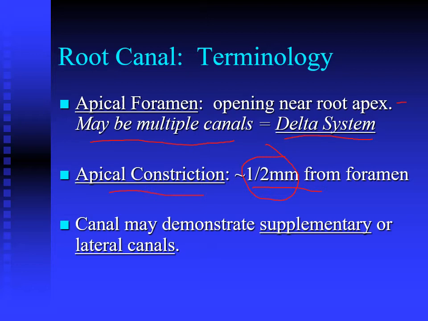And we also need to be aware that a canal may demonstrate multiple supplementary or lateral canals, and I'll explain that a little bit more to you later. So while there are primary canals, if you look at the diagrams in Wheeler's and some of the things that we have now with the three-dimensional root form that we can follow through cone beam CT, you'll see the root system is very complex, and there may be multiple supplementary or lateral canals that are present in the tooth that you're treating.